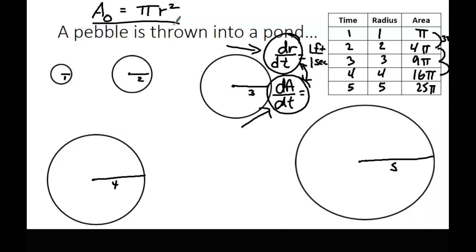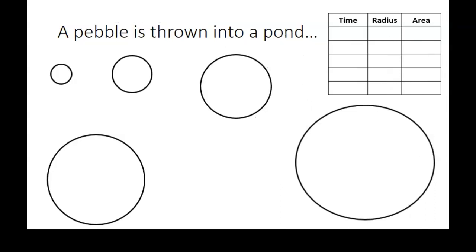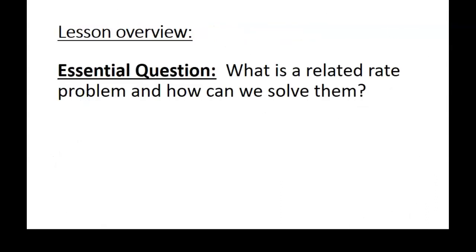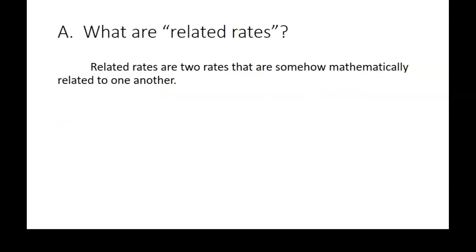In other words, it's possible that one variable which is changing causes another variable to change at a certain pace as well. Okay? So that's what we call a related rate question. All right, so here's our essential question for the day. What is a related rate problem and how can we solve it? That's the goal.